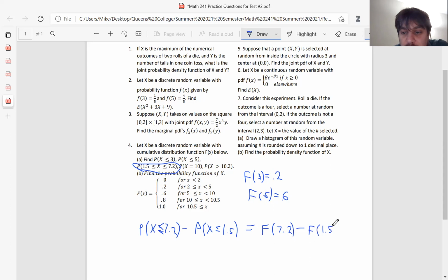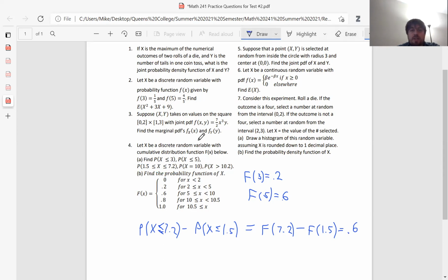So David, what's capital F of 7.2 minus capital F of 1.5? Yeah, it's 0.6 minus 0, which is 0.6. Very good. 0.6 here, 0 there, 0.6 minus 0 is 0.6.